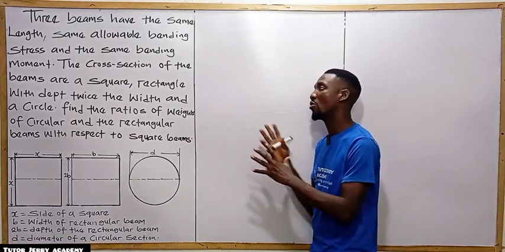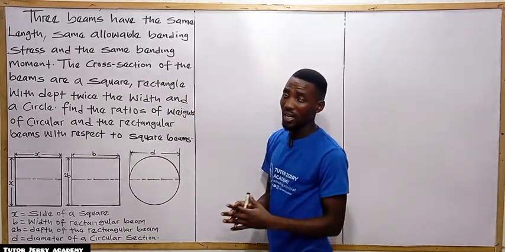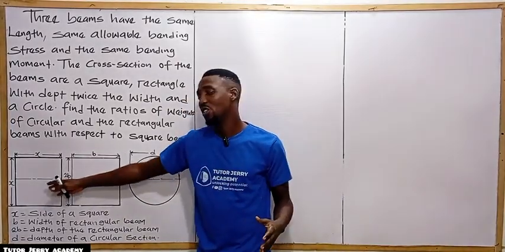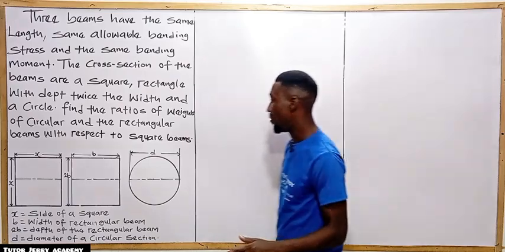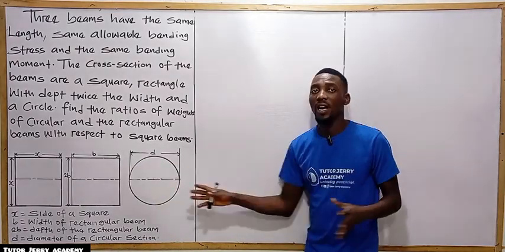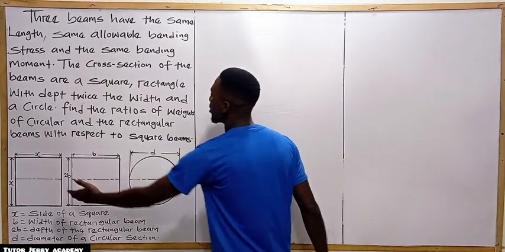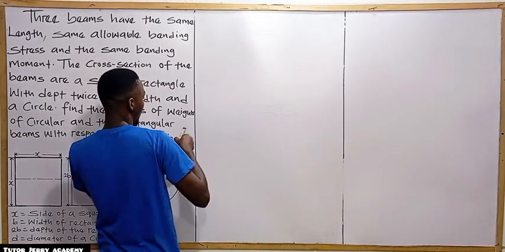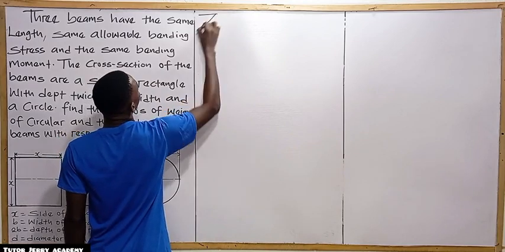All right. So for you to solve this question, draw these diagrams. This one is representing a square because it has the same length and breadth. And this is our rectangle, and this is our circle. So for us to start with this question, we'll start with the section modulus of a square. We are going to denote the section modulus of this square with Z1.